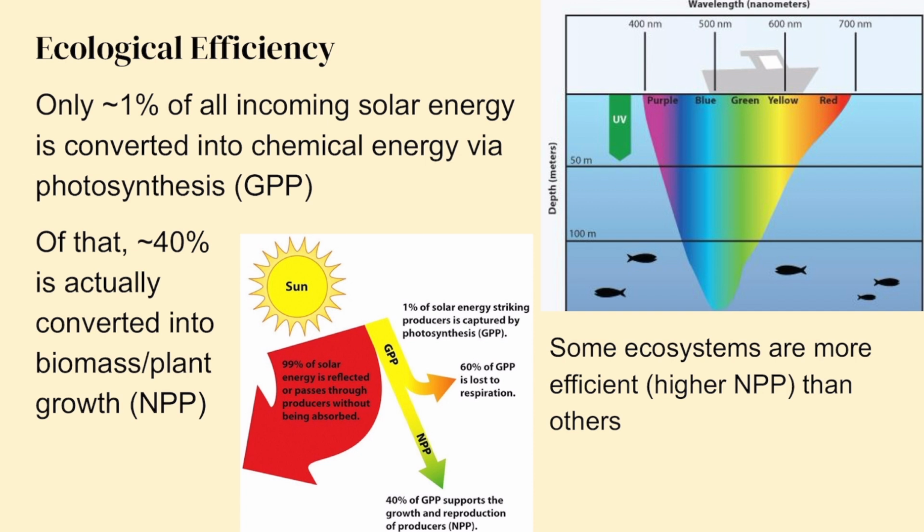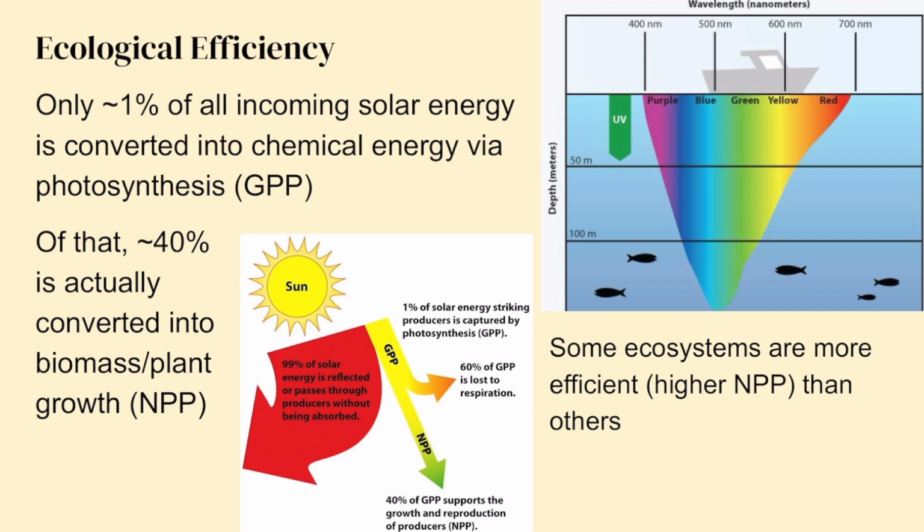The process of photosynthesis is not very efficient. Only about 1% of all the incoming solar energy is actually converted into chemical energy via photosynthesis. So plants are only able to take in 1% of that solar energy and use it to make glucose. Most of that solar energy is lost as heat and dissipates back into the atmosphere. And some of that solar energy exists in wavelengths that producers cannot absorb. Those wavelengths are either reflected or pass through the producers' tissues, but the plants can't actually use them.